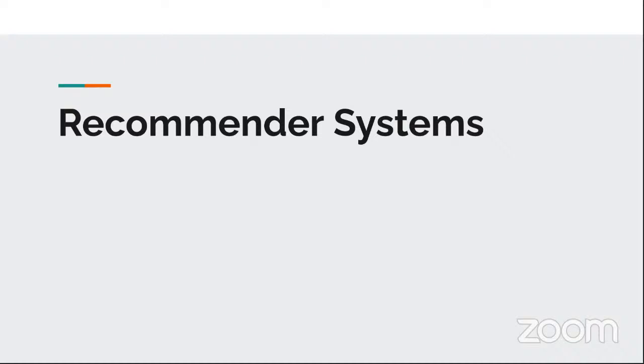How many people are familiar with recommender systems? I assume everyone here is, right? You mean what it does, not exactly how to run it. Yeah, what it does. Okay, all right. Because I know people are familiar with what it does.